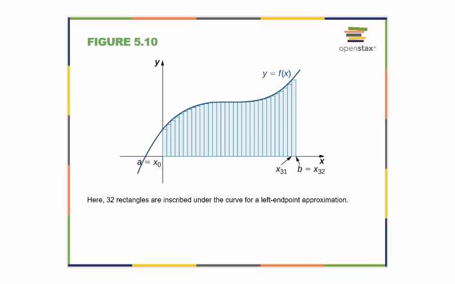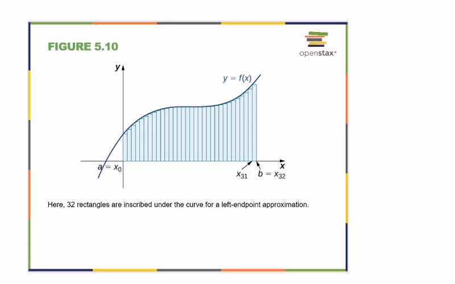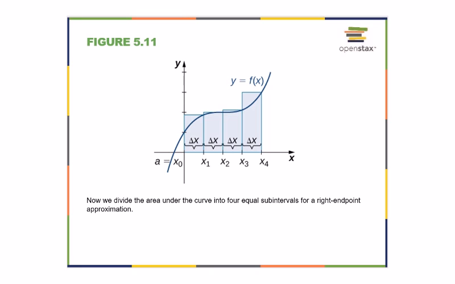Now there'll be more work involved, because we'll have to find the area of 32 different rectangles and add them all together. So that's going to be more work, but it's more accurate. And then same thing if we did right endpoint. That was left endpoint that we looked at before. If we did right endpoint, same thing is true.